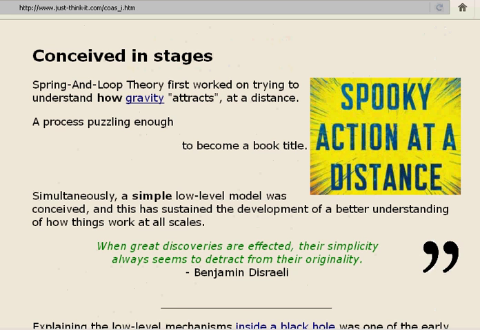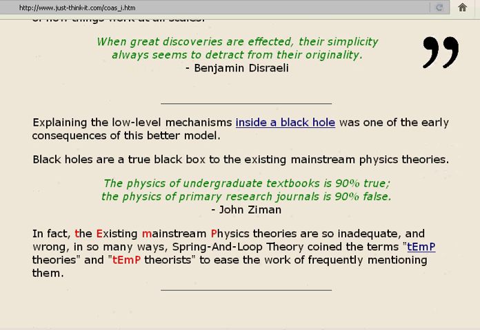Benjamin Disraeli. Explaining the low-level mechanisms inside a black hole was one of the early consequences of this better model. Black holes are a true black box to the existing mainstream physics theories. The physics of undergraduate textbooks is 90% true. The physics of primary research journals is 90% false.